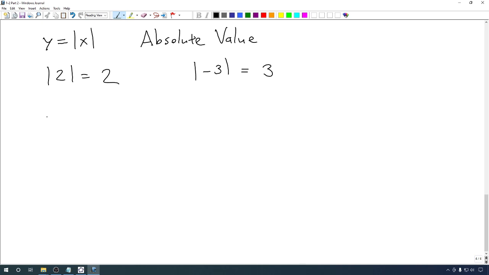Now, it turns out we can actually write this in a piecewise fashion.